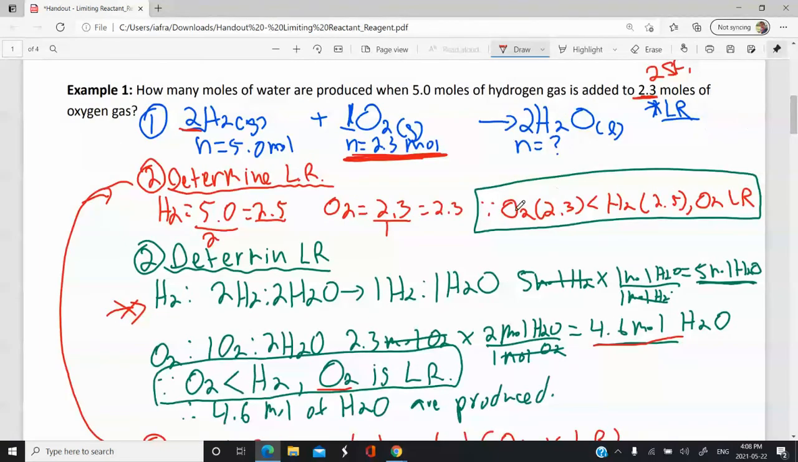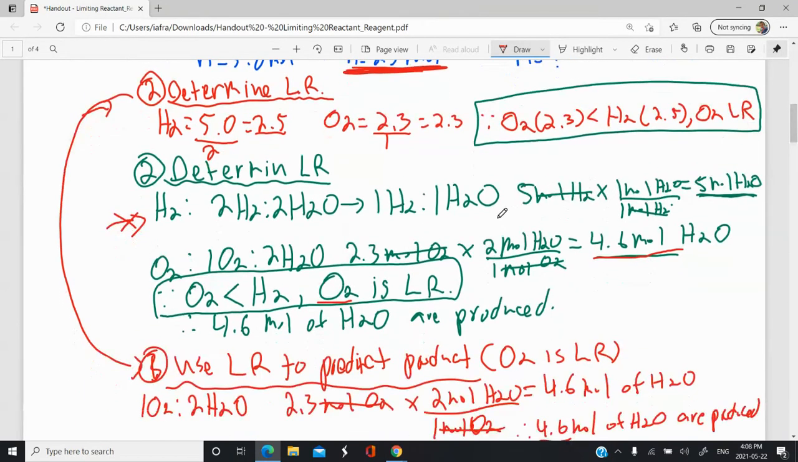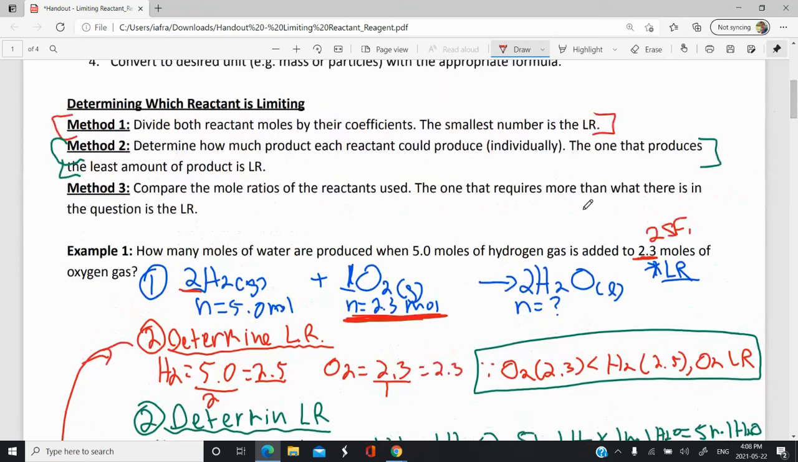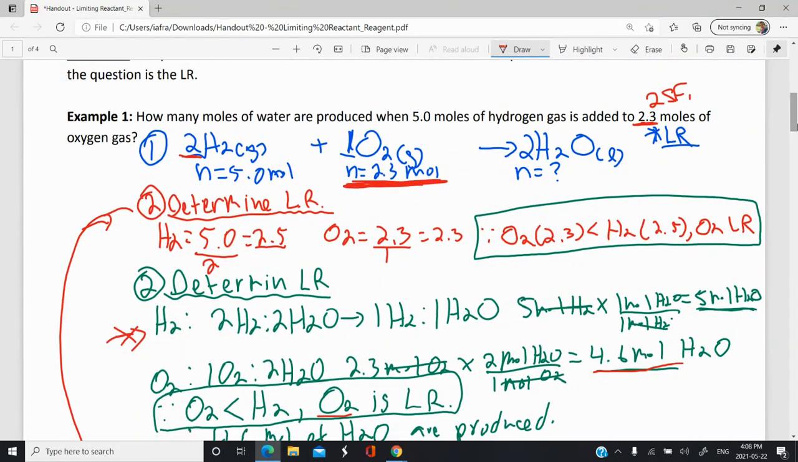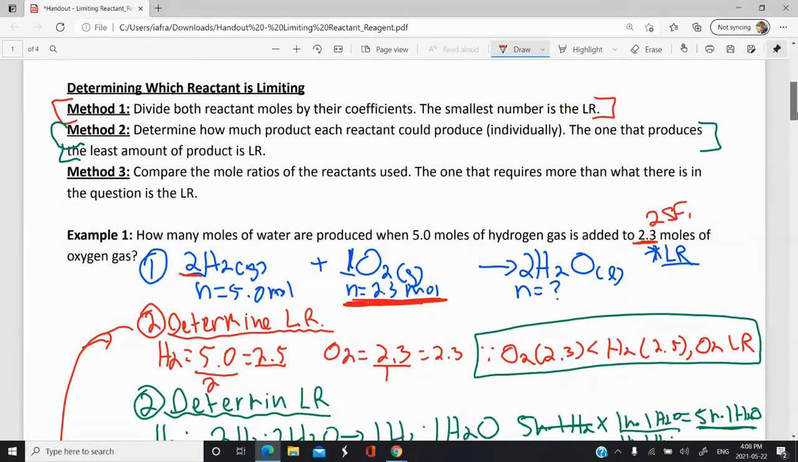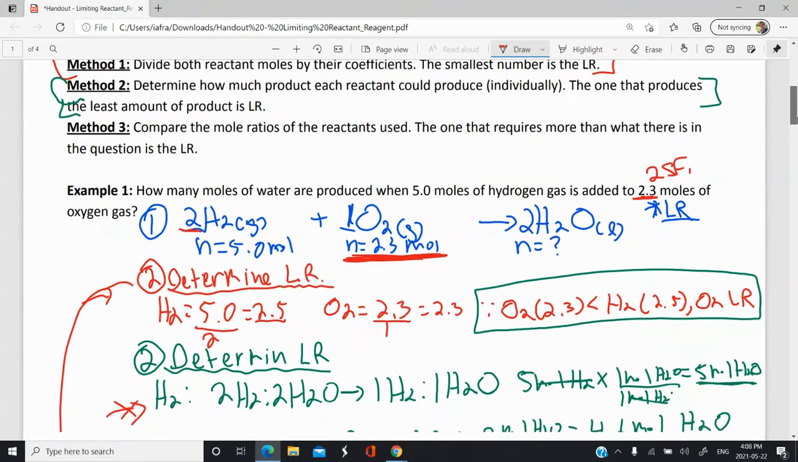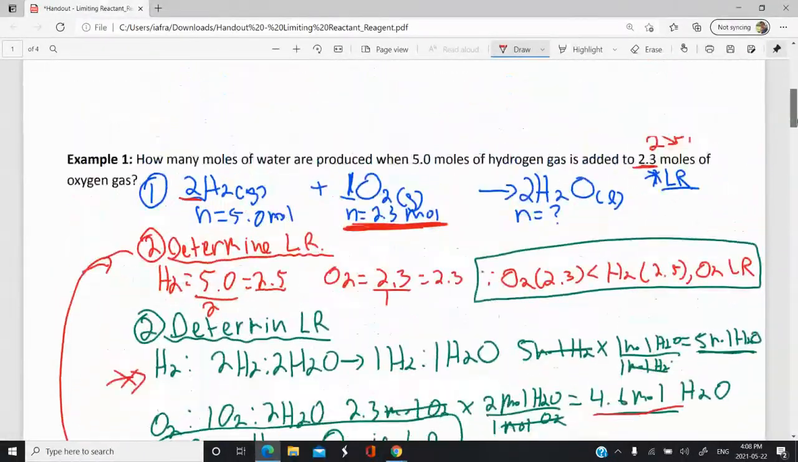You might want to use method 1 in a multiple choice question, for example. And you might want to use method 2 where it's a simple find the mole ratio or find the amount of moles only when you're showing your work. So it really depends on your comfort and preference as well. We're going to do one more method. I'm going to show you the last method.